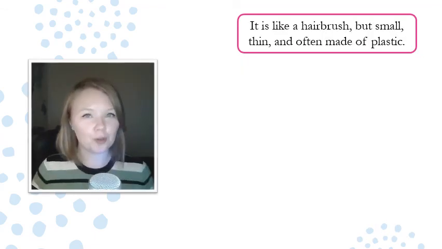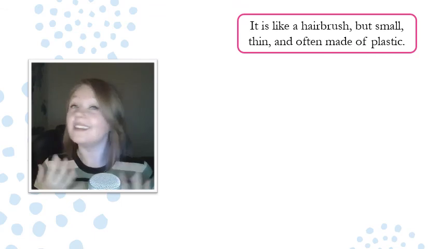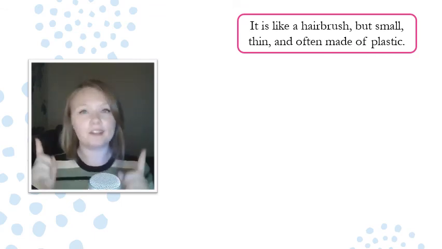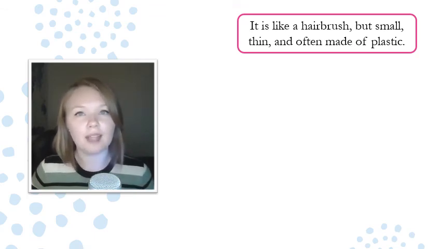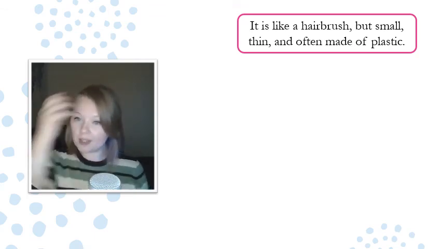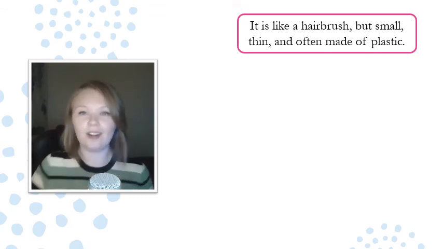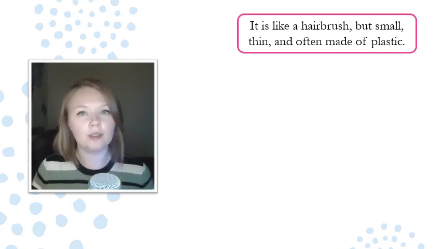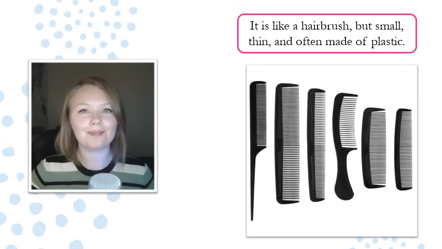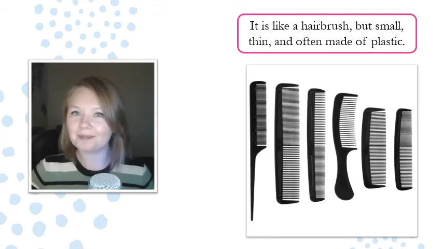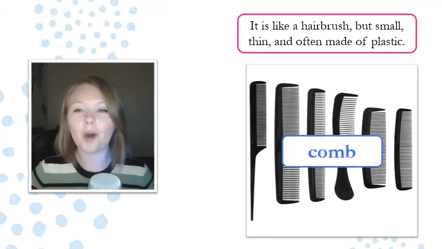And number 3, it is like a hairbrush, but small, thin, and often made of plastic. So it's something we still use on our hair, but not a hairbrush. It is small, thin, and plastic. Do you remember what these are called? These are combs.